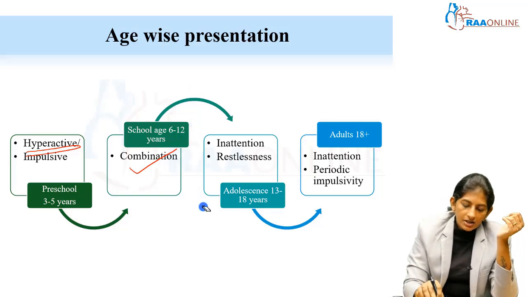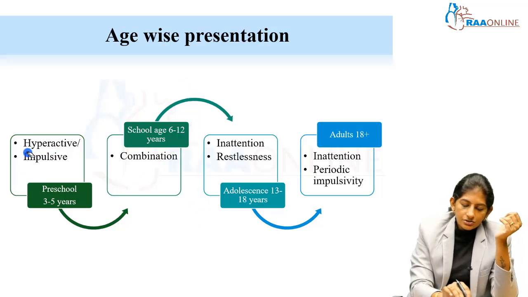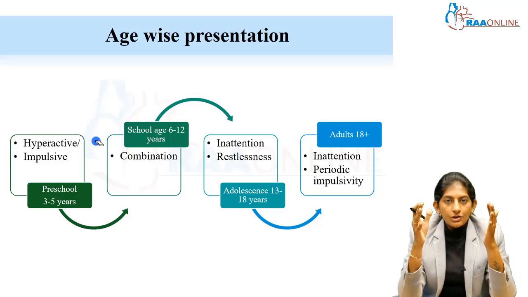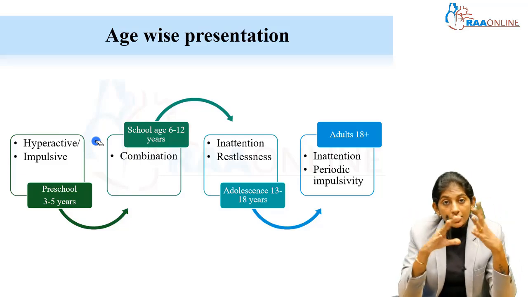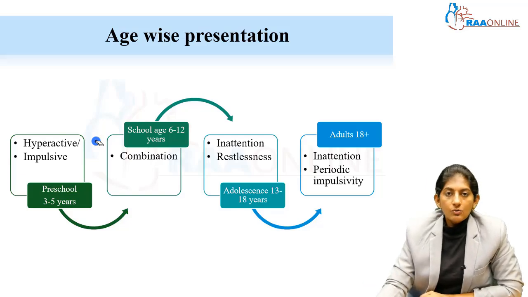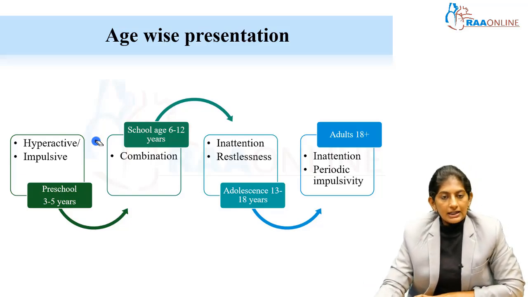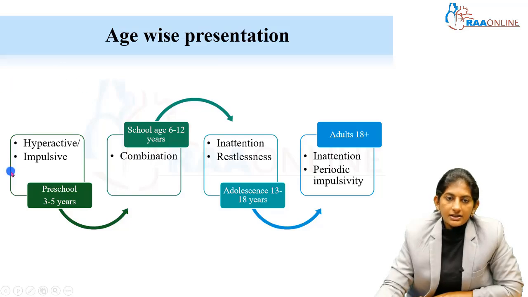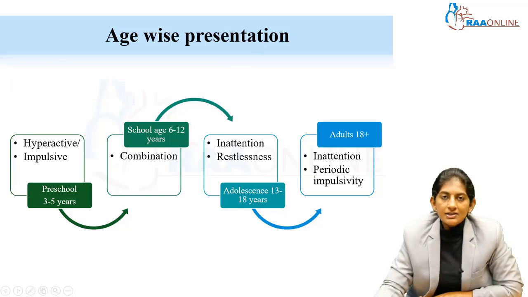Can you understand? Just understand, ADHD is not a disease of childhood alone. I told you, it is the third most common mental health disorder overall. So it can present in the preschool age, in the school age, in adolescence, and it can present even in adults. So this is the age-wise presentation. It is very, very useful. Please try to understand this slide.